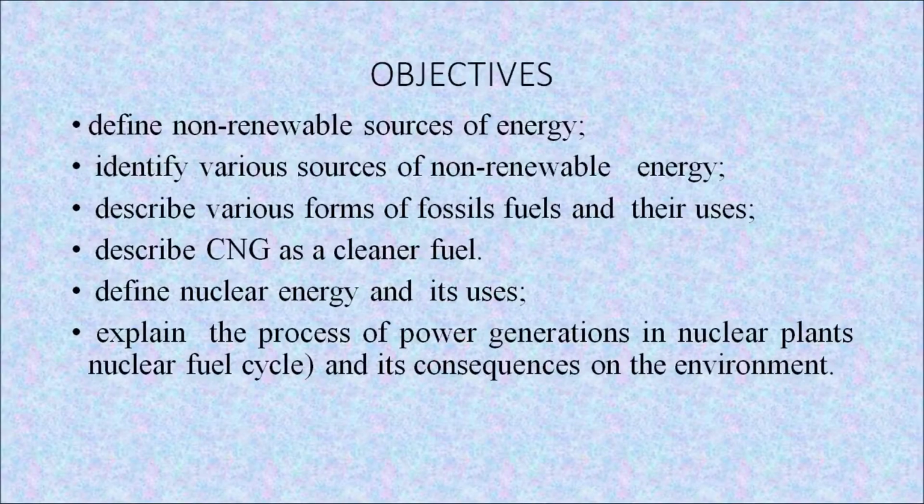So, let us begin the topic with the objectives. The objectives are: define non-renewable sources of energy, identify various sources of non-renewable energy, describe the various forms of fossil fuels and their uses. Then we will describe what CNG is, which is a cleaner fuel, define nuclear energy and its uses, and in the last, explain the process of power generation in nuclear plants, the nuclear fuel cycle and its consequences on the environment.